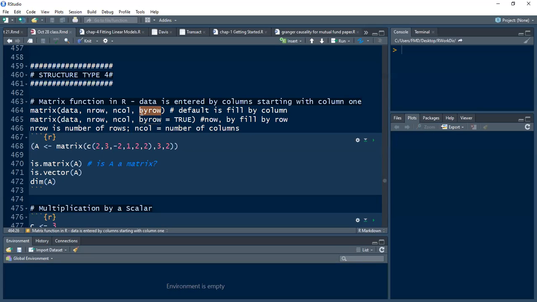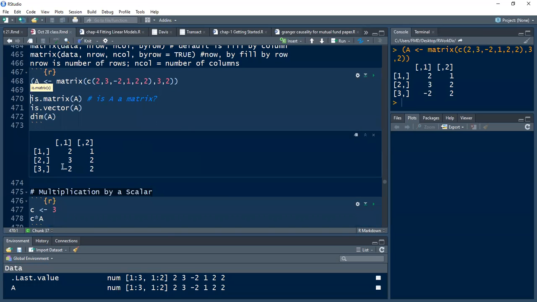to be by row. If you want the data to be inputted by row, then you have to include this: byrow equals TRUE. Otherwise, it will be inputted by column. All right, so let's generate this. You notice that there's a parenthesis at the beginning and at the ending of the code. That means that this will be automatically printed out by R. So let me run this, Control Enter.